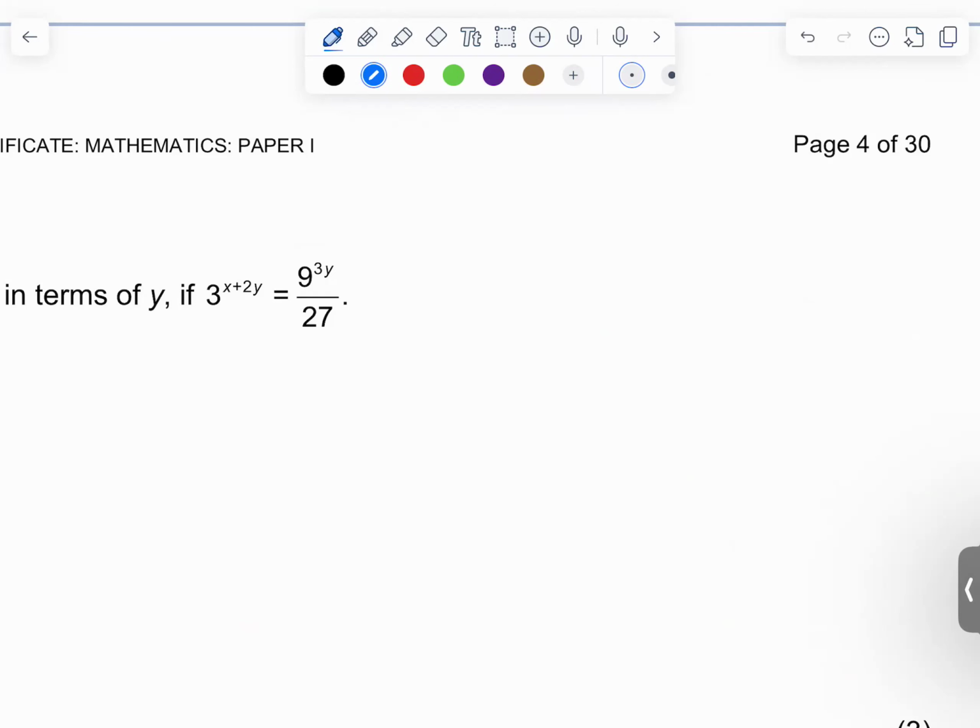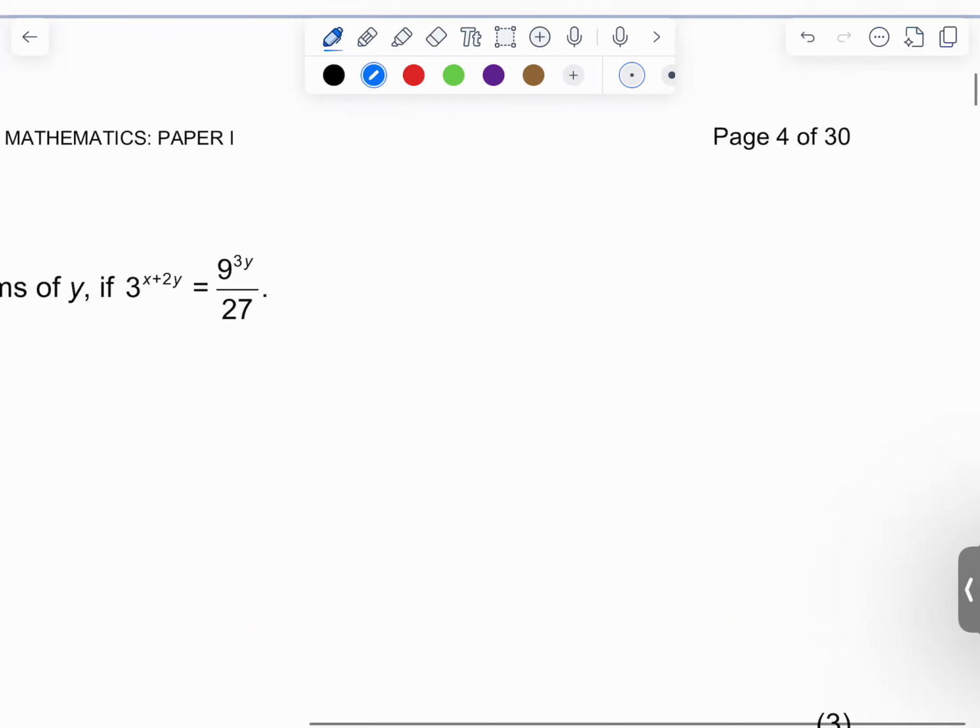Think about it, guys. Okay, let me just give you one simple example. Let me say 2. If I have 2 to the exponent of x, right? And on the right hand side, I've got 2 to the exponent of, let's say, 4.